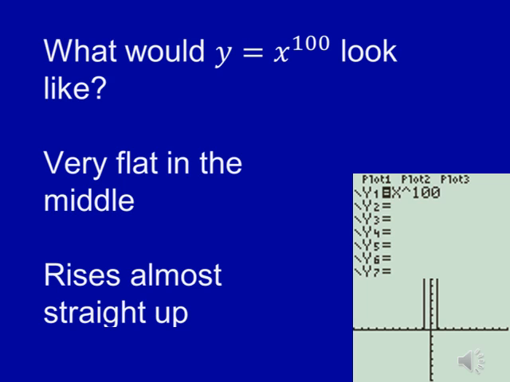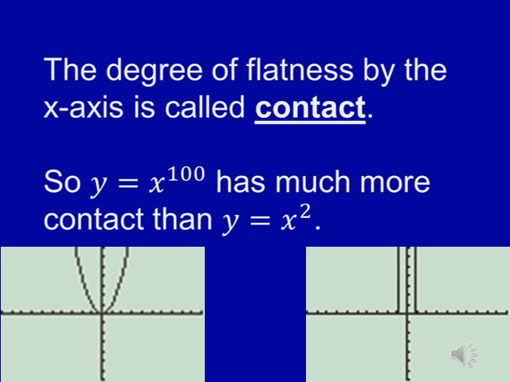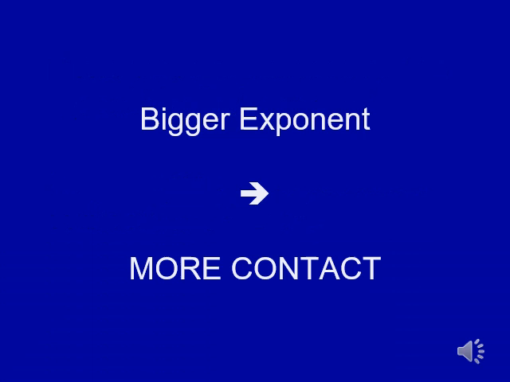That's because if you tried to take 2 to the 100th power, you've got such an enormous number, it just is way off the screen. There is a word for that sense of flatness that you see in the middle. We call that contact with the x-axis. And it does turn out that the bigger the exponent is, the more contact you have. Big exponent, big contact, small exponent, small contact.